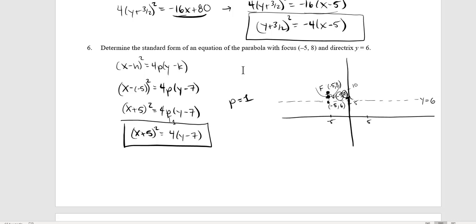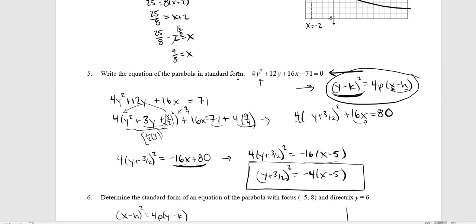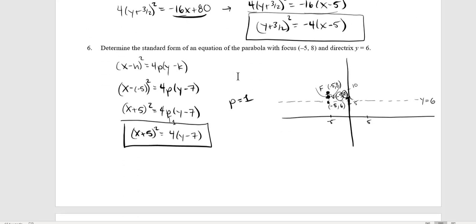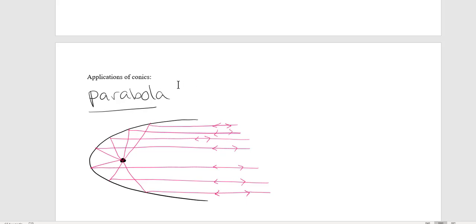Done. So to wrap up here, I just want to talk about some applications of these shapes that we've been talking about. Just a little bit more here. Let's see some applications. So the parabola has some very nice applications. The applications I think are most interesting, most illuminating about these shapes, have to do with light and how parallel rays bounce off these shapes.